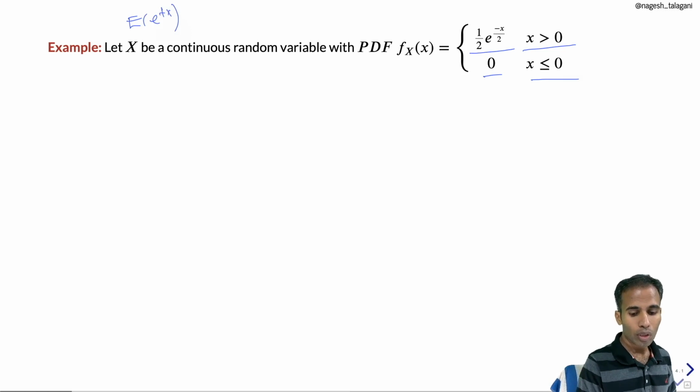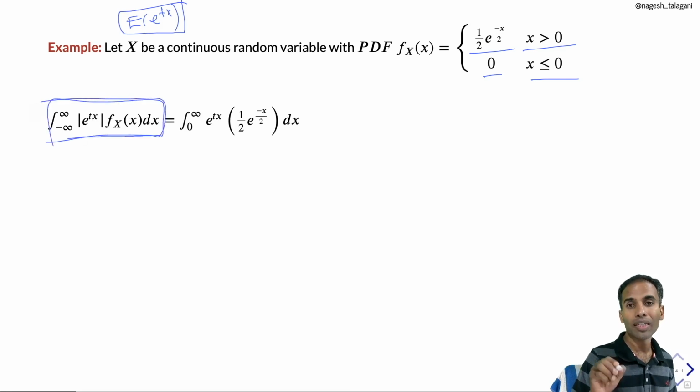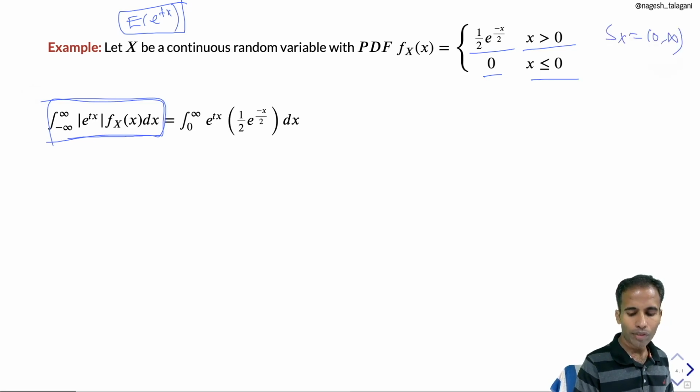To see if this expectation exists, we need to consider the integral from minus infinity to infinity of |e^(tx)| f(x) dx. If this integral converges for all t in some neighborhood of 0, then the MGF exists, otherwise not. Here e^(tx) is always positive, so we don't have to put the modulus, and the support of X is the interval 0 to infinity, so we simply integrate from 0 to infinity e^(tx) times the PDF, 1/2 e^(-x/2) dx.